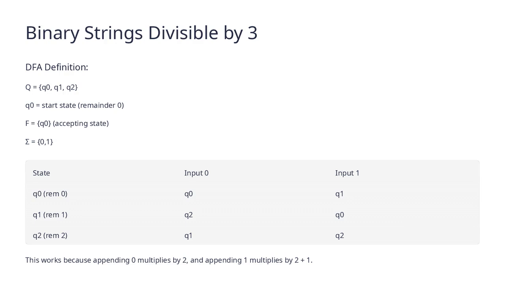This works because appending a 0 equals multiplying by 2, and appending a 1 equals multiplying by 2 plus 1. This DFA uses modular arithmetic mod 3 to keep track of remainders. Again, we are using the formal structure of a DFA here: Q, Σ, δ, q0, F.